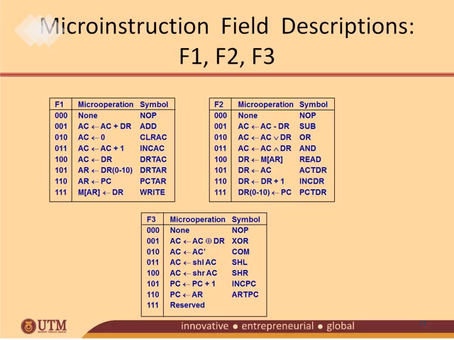The 3 fields F1, F2, and F3 specify the micro operations for the computer. So we can have 3 micro operations occur at the same time. The micro operations are subdivided into 3 fields of 3 bits each. F1 is 3 bits, F2 is also 3 bits, F3 is also 3 bits, which means that each field is encoded to specify 7 distinct micro operations. So in total, we have 21 micro operations for 1 micro instruction.